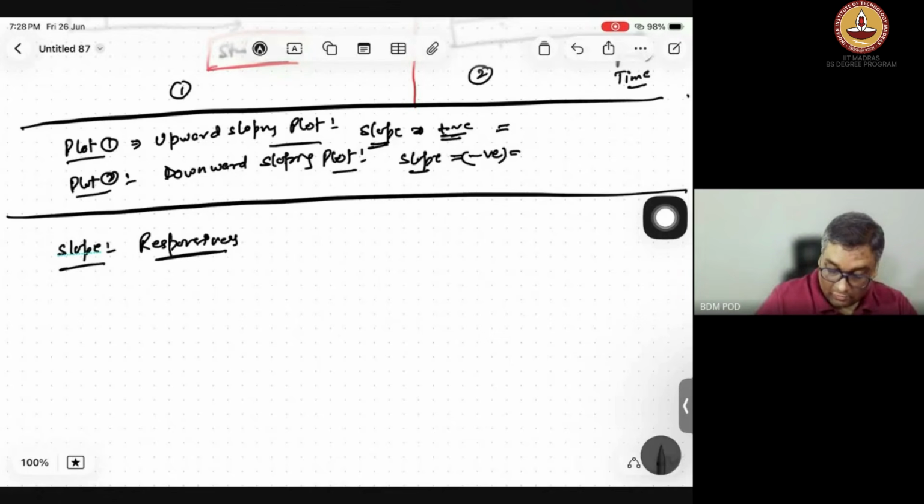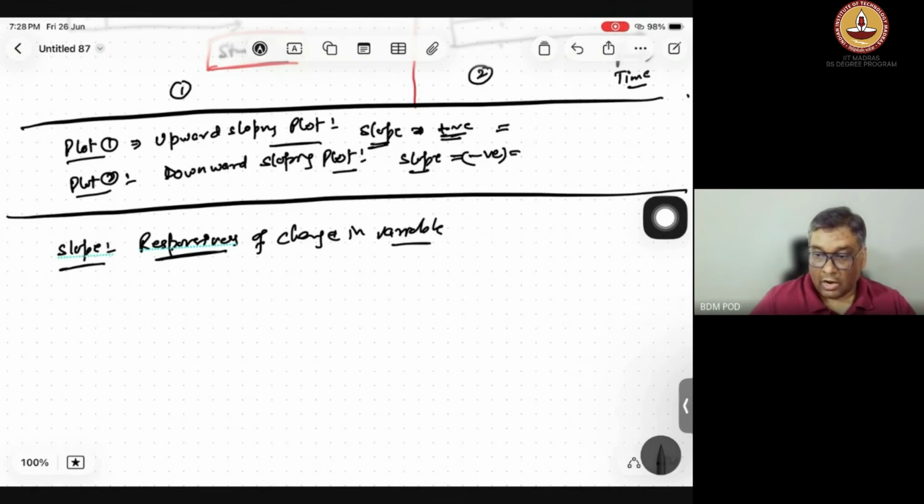So slope is basically the responsiveness of change in variables. So when variables are going to change, how responsive are they? How responsive the variables are when there is a change in the variable.